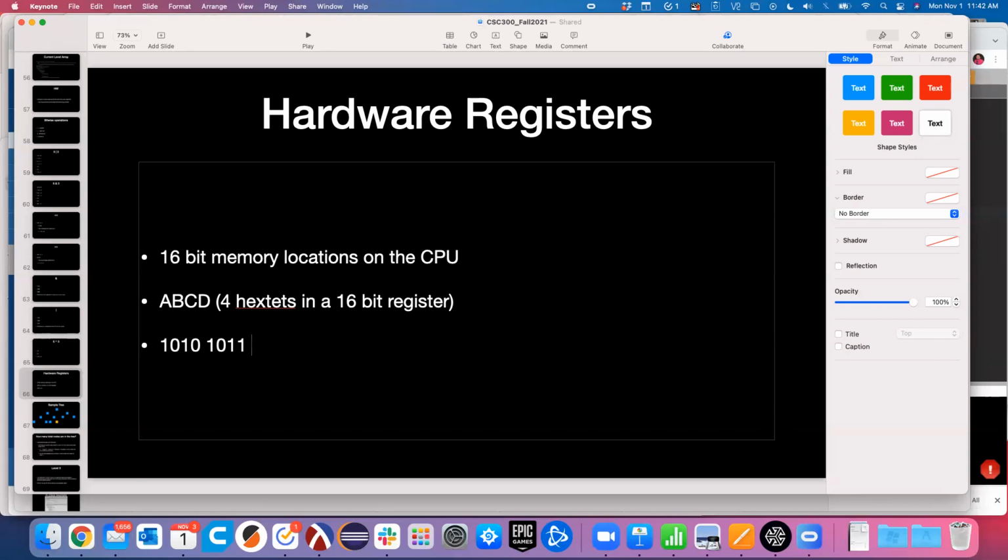A C is my 12, 1100. And a D is my 13, 1101. This is 16 total bits. So I have put 16 bits in my pocket that's capable of holding 16 bits, correct? But I know, because of how I've utilized my pocket, that there's actually 4 separate values in there. So I've had to encode my values into the pockets.